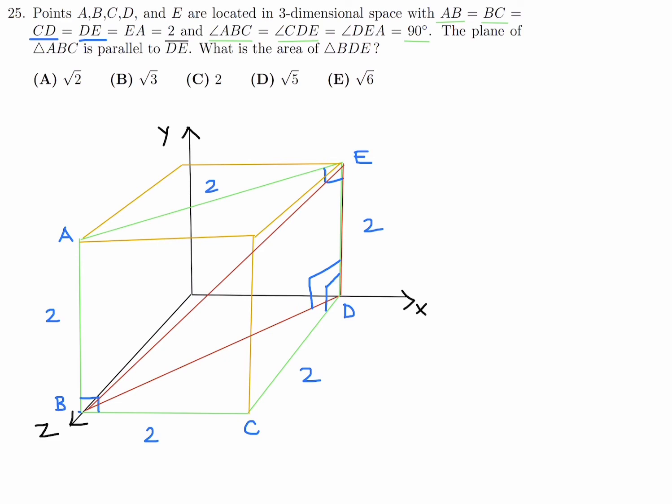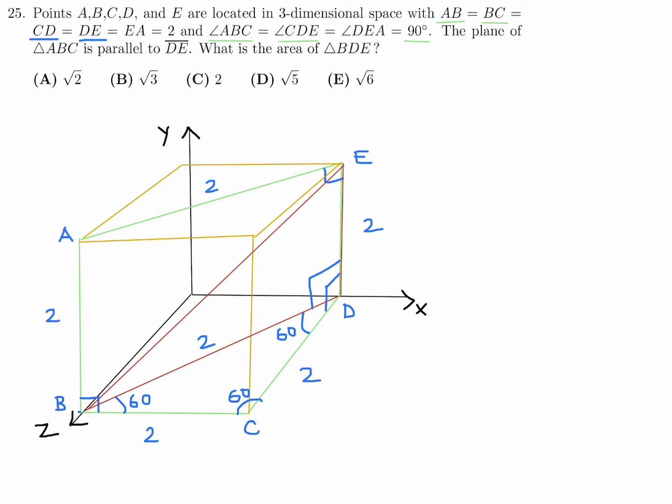Now, if this line is directly above this line, the way I've drawn it, then it must also be 2. And if that's the case, then this is an equilateral triangle. So this angle, even though it doesn't seem like it, is 60 degrees. That's got to be 60 degrees. This has got to be 60 degrees. Okay, that's the only way this would match.